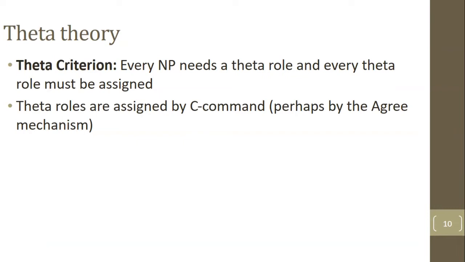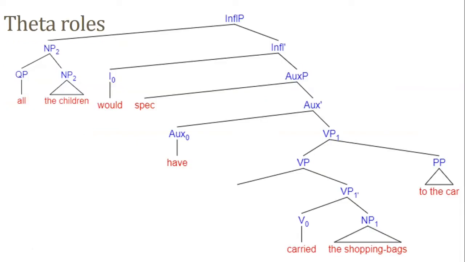Also, in previous lectures, we have talked a little bit about how different parts of the tree might communicate with each other and develop long-distance dependencies. And central to this is the idea of C-command, which is also incorporated into the Agree mechanism. So for now, let's say that theta roles are assigned by C-command, perhaps mediated by Agree. Let's look at the following tree to work out how this might happen.